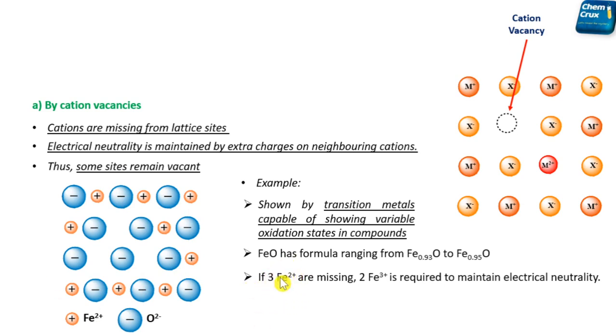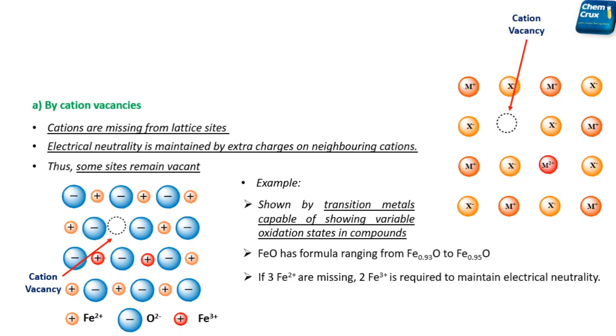So to maintain electrical neutrality, 2 Fe3+ have to occupy the lattice sites. Then only the +6 charge will be balanced. Here I have denoted Fe3+ by the red color ions. As you can see, 2 Fe3+ occupy the vacant lattice sites and now the charge is compensated and electrical neutrality is maintained. Because of this, some vacant site is generated, that is the cation vacancy.